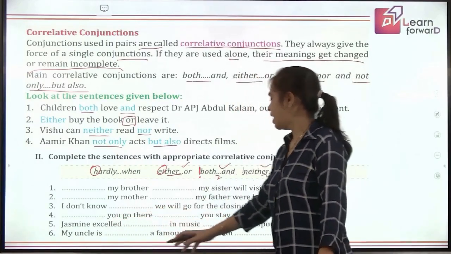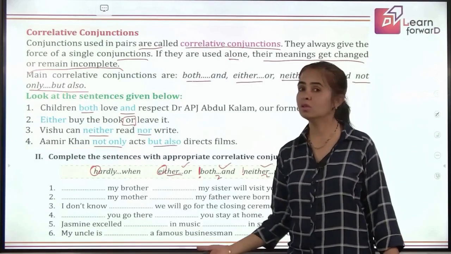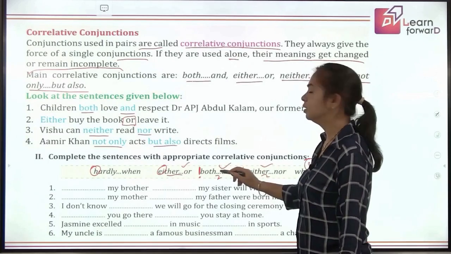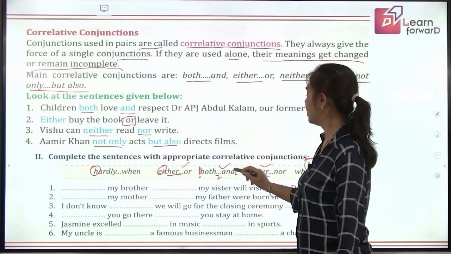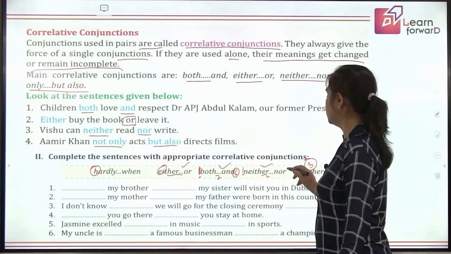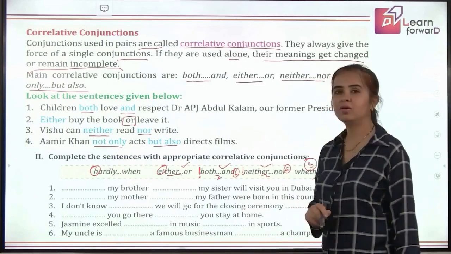My uncle is dash a famous businessman, dash a champion golfer. So here also both possibilities are fine. That means he is both. This can be the possibility at number 6, and it can be neither of them. So he is neither a famous businessman nor a champion golfer.